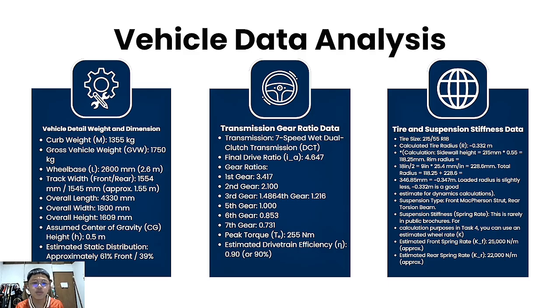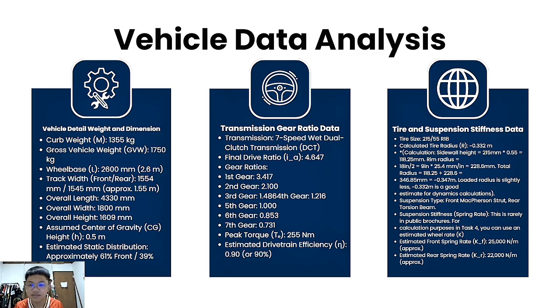For the second point, we have the transmission gear ratio data, with a 7-speed dual clutch transmission, which is DCT. Then the final drive ratio, and we have the gear ratios: first gear, second gear, third gear, 5th gear, 6th gear, 7th gear. We have a peak torque which is 255 Nm, and we have an estimated drivetrain efficiency. Next one, we have the tire and suspension stiffness data that we can see a lot of data right here.